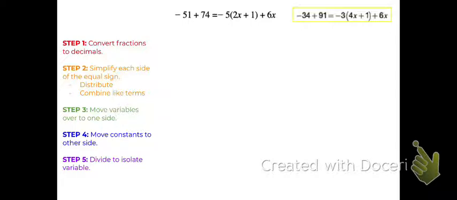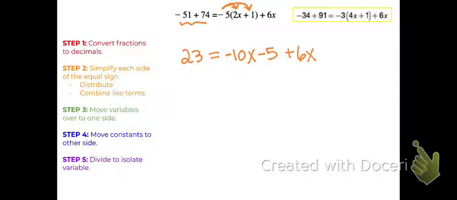Next step, simplify each side of the equal sign. So when I look at the left side, I have negative 51 plus 74, which if I put that in my calculator, I get 23. On the right side, I have parentheses, so I can't combine like terms until I first distribute. So the number on the outside needs to be multiplied by each number inside the parentheses. So negative 5 times 2x is negative 10x. And negative 5 times positive 1 is negative 5. And then I still have my plus 6x.